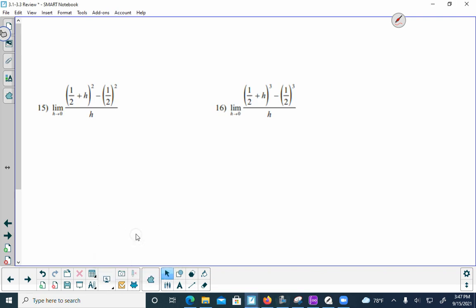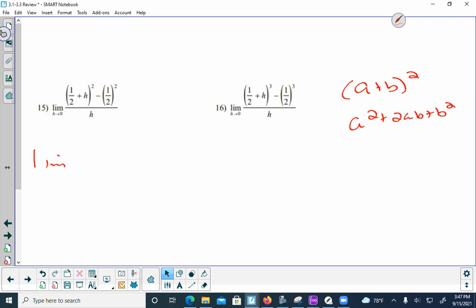Okay, these ones are on the review worksheet, but I did not put them on the quiz. They'll be on the test, so we'll just go over them now. I just want to remind you that when I take a plus b and I square it and I FOIL it, I get a squared plus 2ab plus b squared. So I'm going to use that pattern when I go ahead and FOIL this.